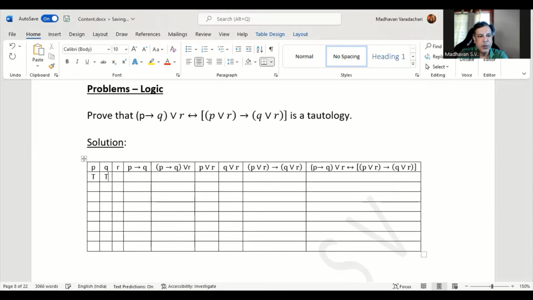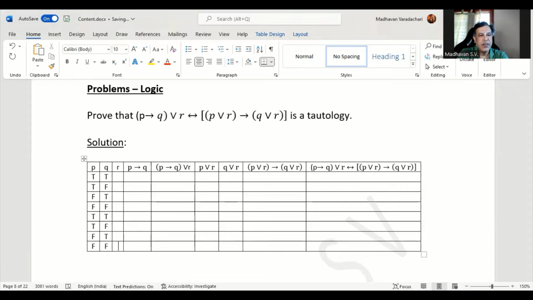So both can be true. First can be true, second can be false. First can be false, second can be true, then both can be false. Now we will copy the same combinations in the next four rows for P and Q: T, T, then T, F, then F, T, then F, F.